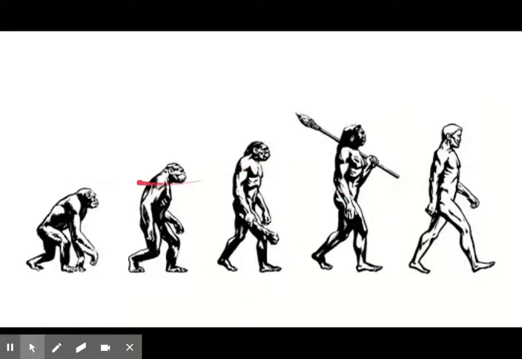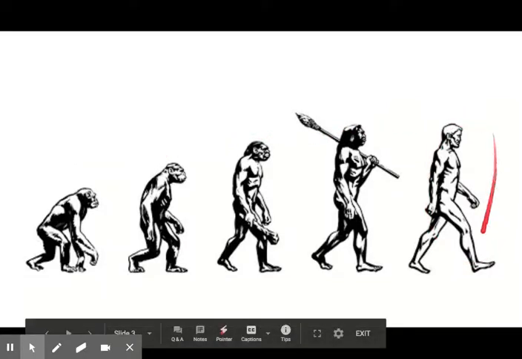Divergence happens because every organism evolves over a long time, just like how we humans evolved from our ancestor, which is an ape.